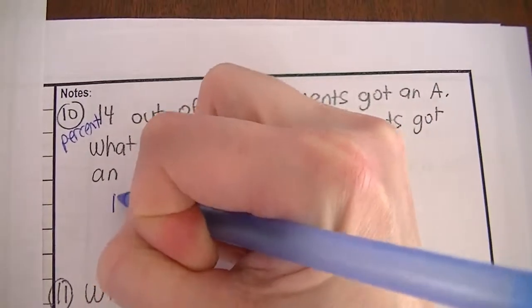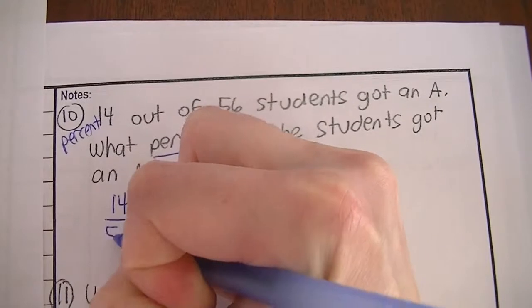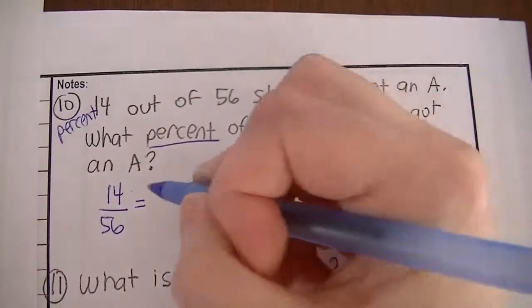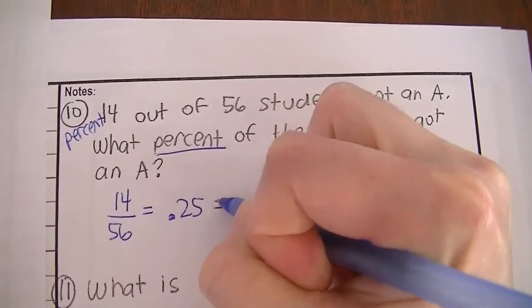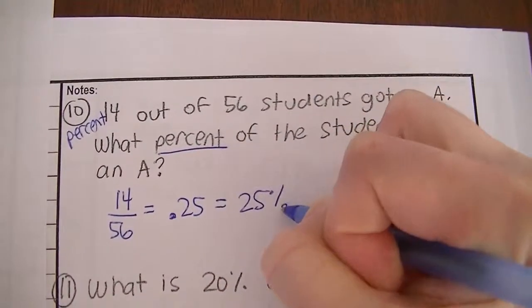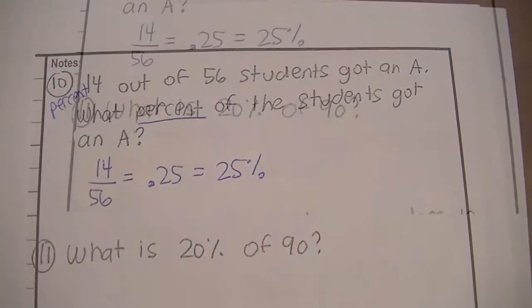I'm going to use this equation. So the part divided by the whole will give me the decimal version of the percent. 14 divided by 56 is 25 hundredths, which is 25%. With whatever equation you decided to use, that should be your answer.